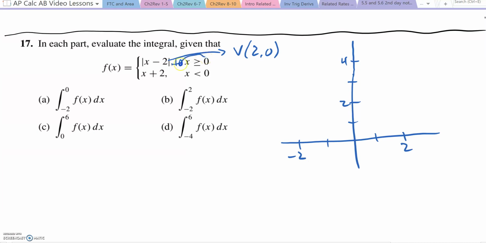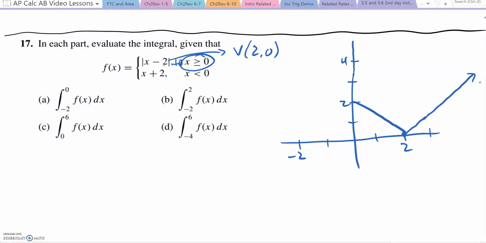Okay, so when x is greater than or equal to 0, we're going to have this absolute value function, which has a vertex here, and it goes up and crosses at 2. And you know that because you could plug in 0. 0 minus 2 is negative 2. Absolute value would be 2. So it's going to cross right over there. It would have kept going, but it's not going to because x has to be greater than or equal to 0 for that piece. So this one goes on to the right forever.